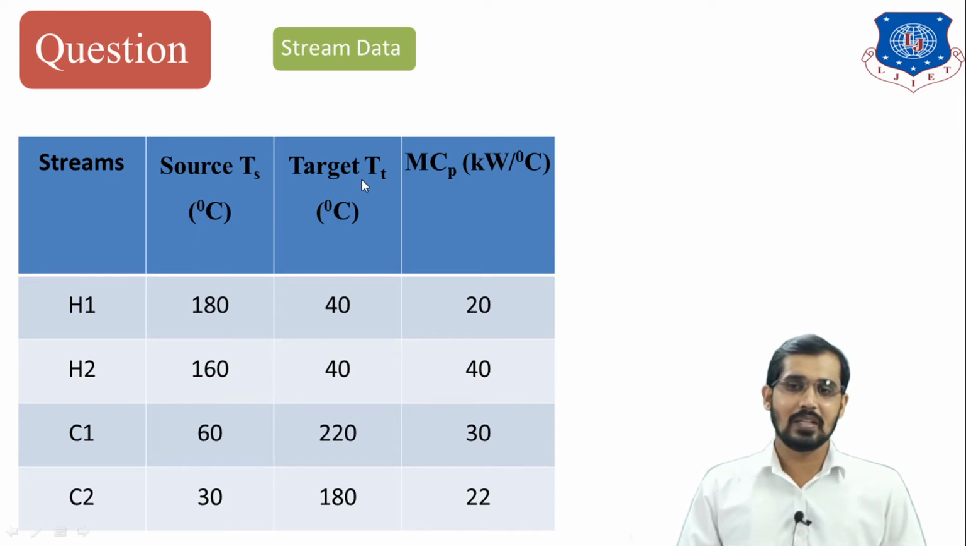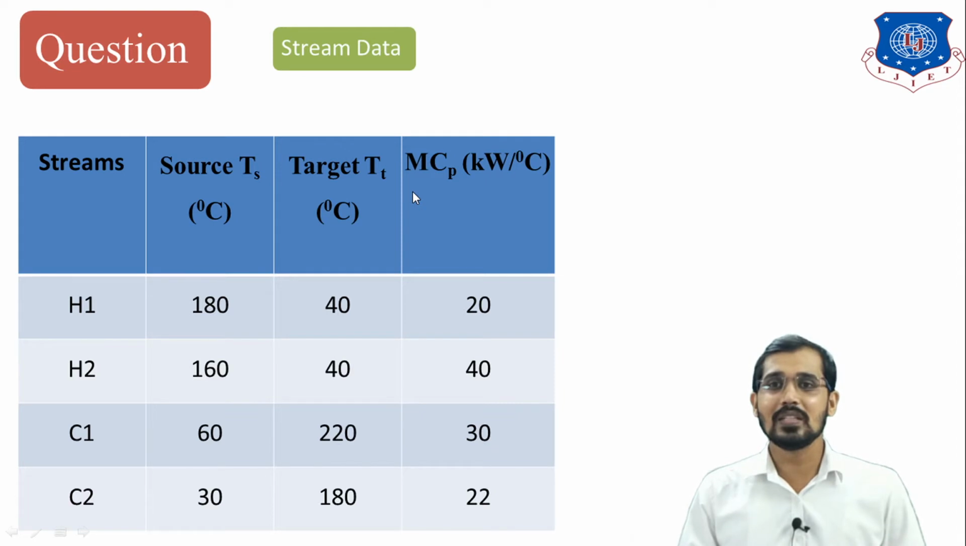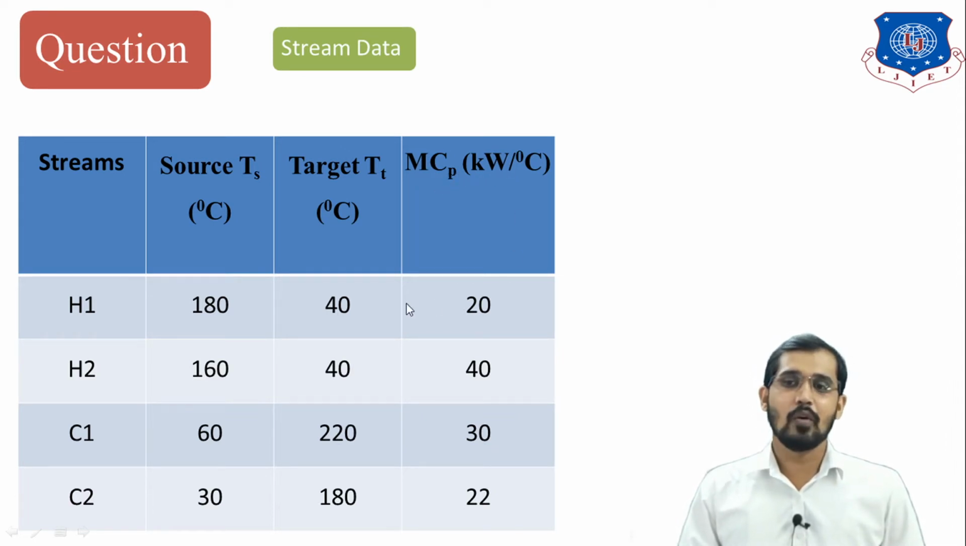After that target temperature, that is 40 degrees Celsius for the H1 stream, 40 degrees Celsius again for the H2 stream. After that for C1 stream that is 220 degrees Celsius, C2 stream that is 180 degrees Celsius. And lastly flow rate is given, that is heat capacity flow rate. It is nothing but MCP and unit is kilowatt per degree Celsius. For H1 stream that is 20 kilowatt per degree Celsius, for H2 stream 40, C1 stream 30 and C2 stream 22 kilowatt per degree Celsius.